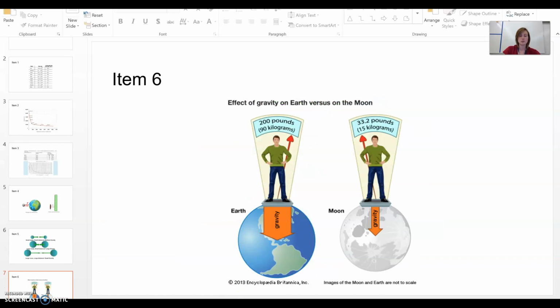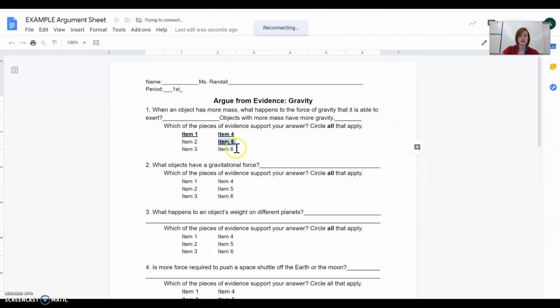So I'm going to switch back over to my Google Doc, highlight item 6. I just lost my internet connection. Let's imagine that I highlighted item 6. So for number 1, I would have bolded and underlined item 1, 4, 5, and 6 because they all support my answer to number 1.